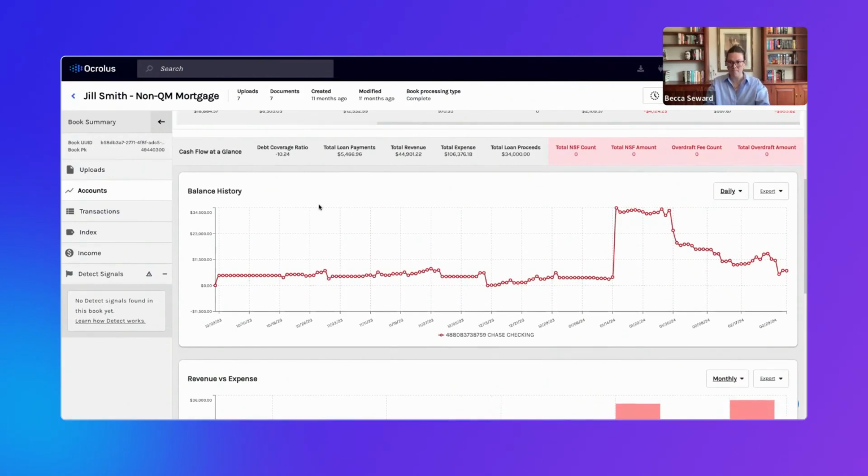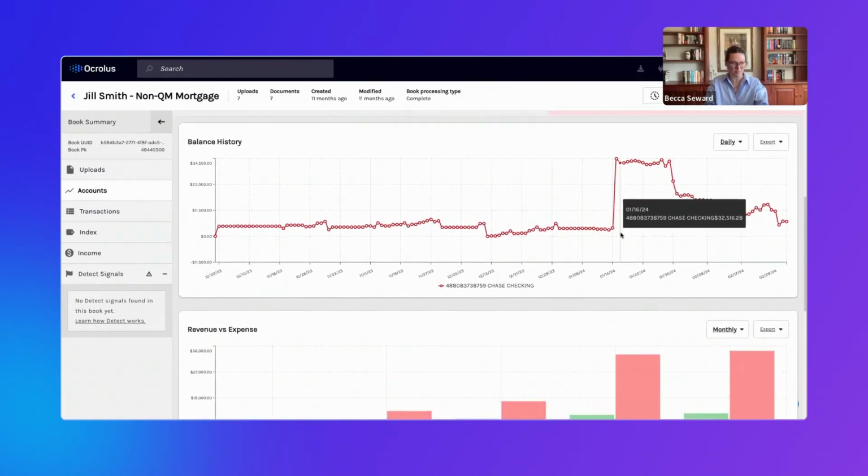I can also see a balance history, which is really helpful for identifying perhaps irregular transactions, like, for example, a large deposit transaction, where you can quickly see, oh, there was a large deposit that affected the borrower's balance history. And this is certainly something that an underwriter would want to draw their attention to immediately to see what the origin of that large deposit was.